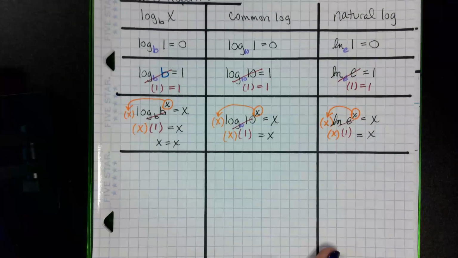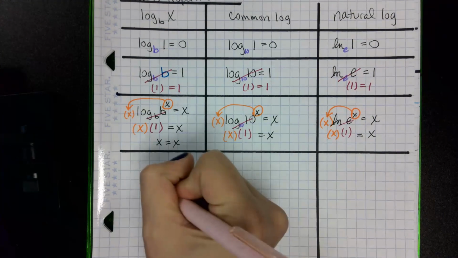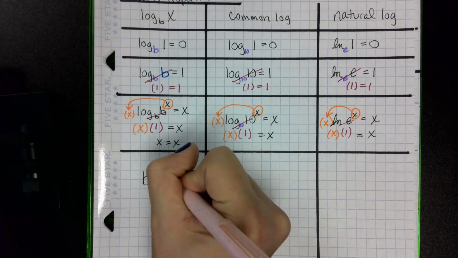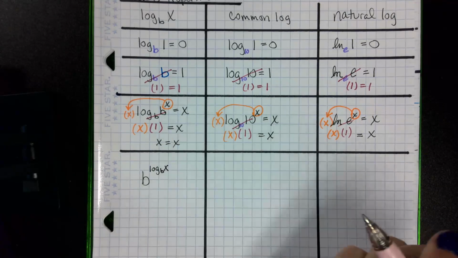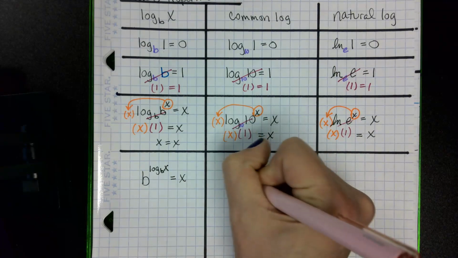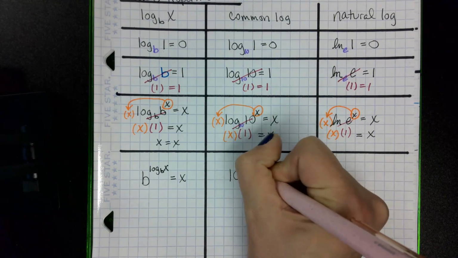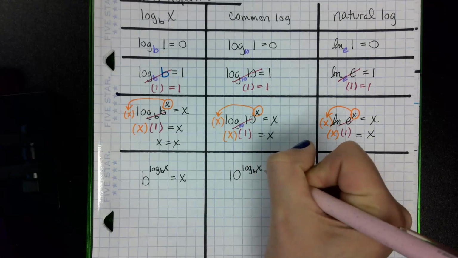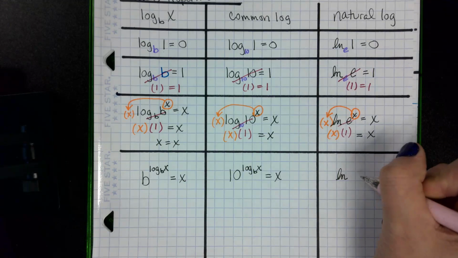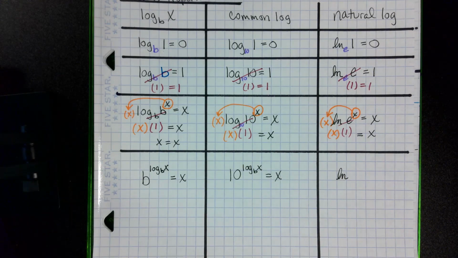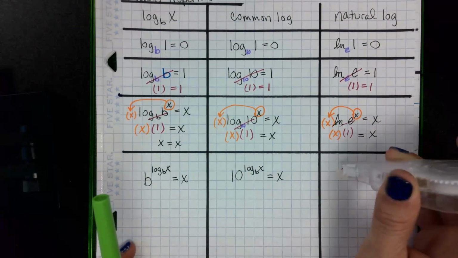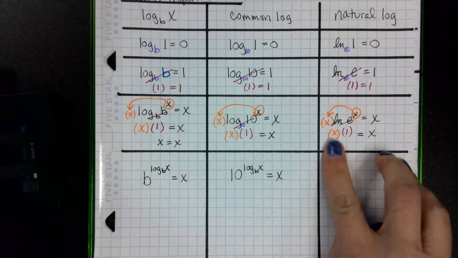Okay, so then the last property is b raised to the power of log base b of x. And that will end up equaling x. We're going to prove that that equals x. And then 10 raised to the power of log base b of x will equal x. And the natural log, oops, I put that in the wrong spot. We'll just ignore that right there. Didn't mean to write that. That's supposed to be e.